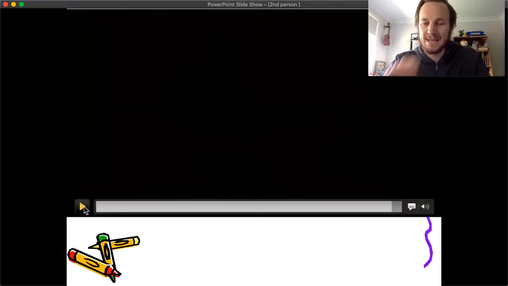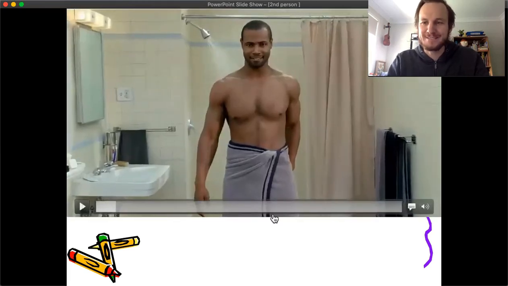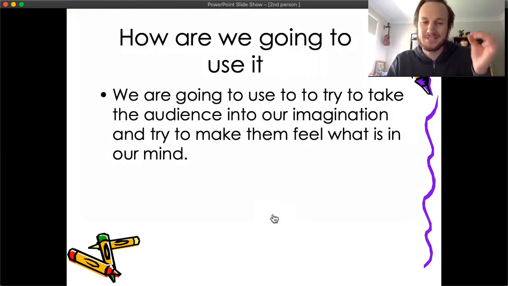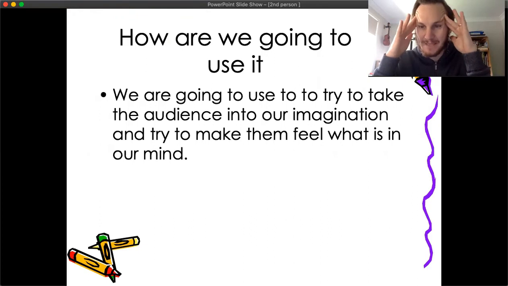Like I said, weird example, but you can see the strategy they're using is they're constantly addressing the audience as you. So where does that leave us? How are we going to use it? We're going to try to use it to make the audience have a glimpse into our imagination and to try to make them feel what's in our mind. Usually we're going to use this to be really positive or negative.